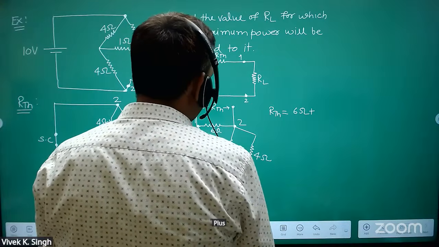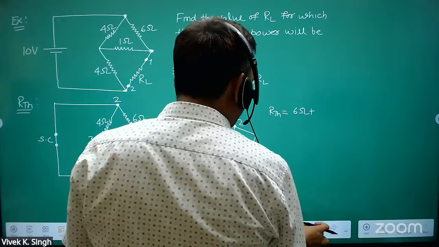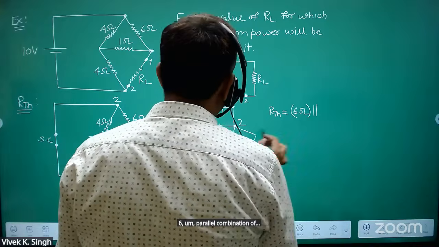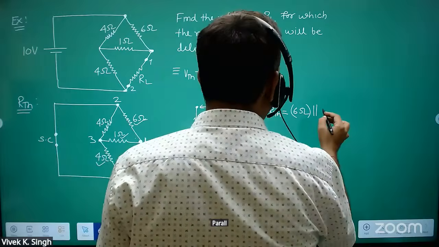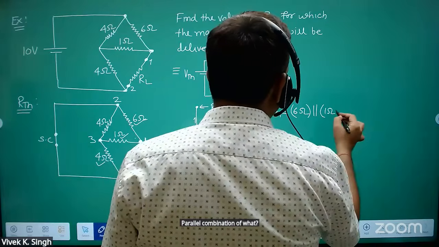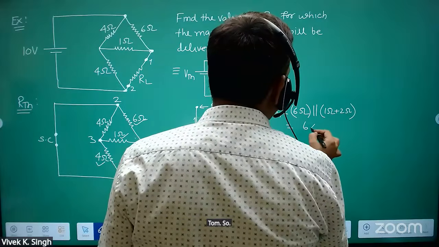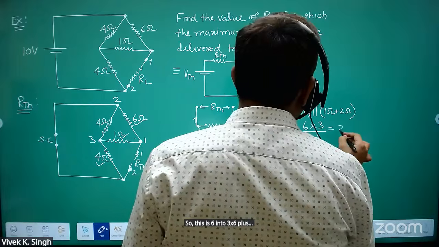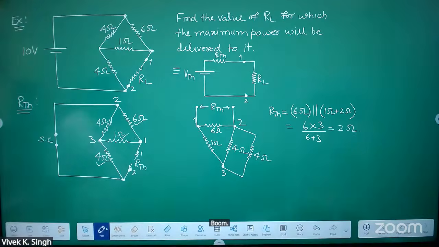plus 6 ohm parallel combination of what? 1 ohm plus 2 ohm. So this is 6 into 3 by 6 plus 3. So this will be 2 ohm. Is it clear?